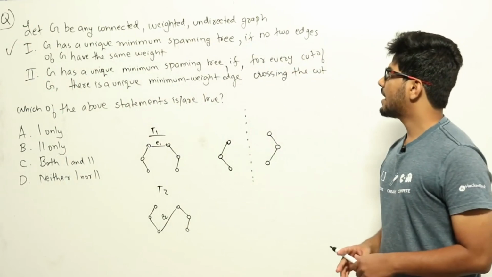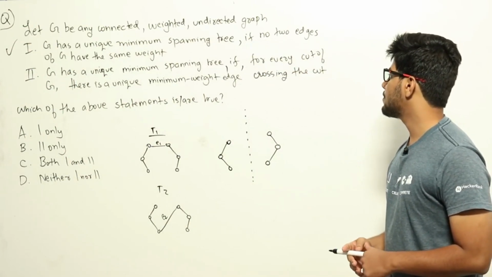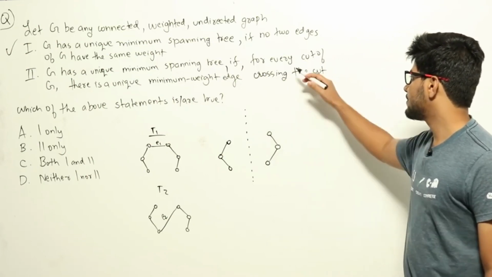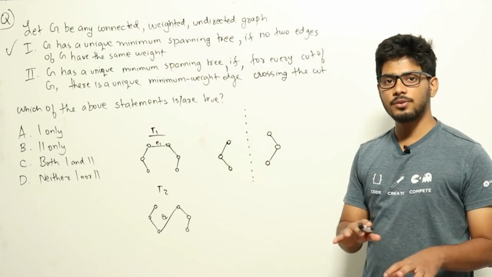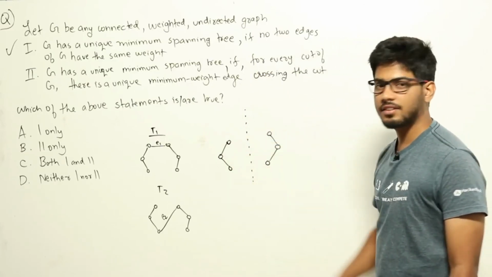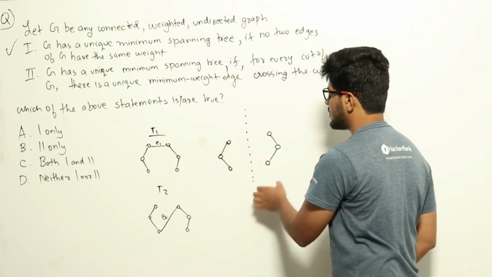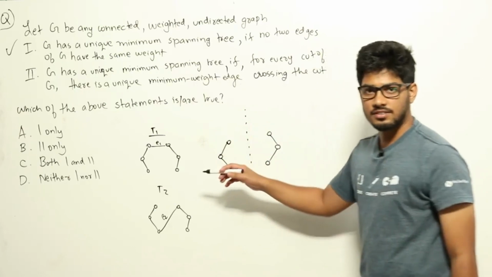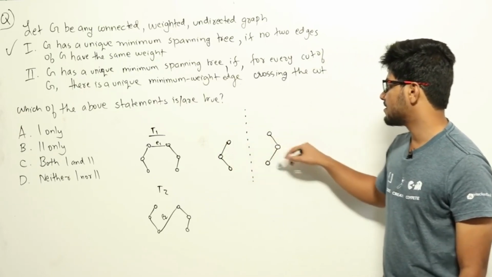Statement 2, G has a unique minimum spanning tree if for every cut of G there is a unique minimum weight edge crossing the cut. A cut means dividing a set of vertices into two parts. Let us say these three are the vertices in a graph. Then a cut will mean removing all the edges joining this set of vertices to this set of vertices. These two are one example of a cut, which produces vertices in this set and this set.